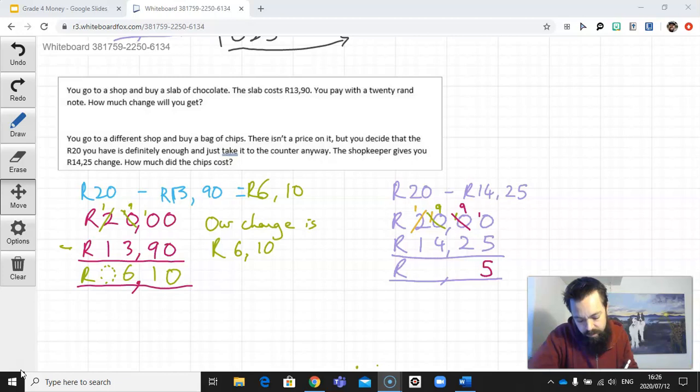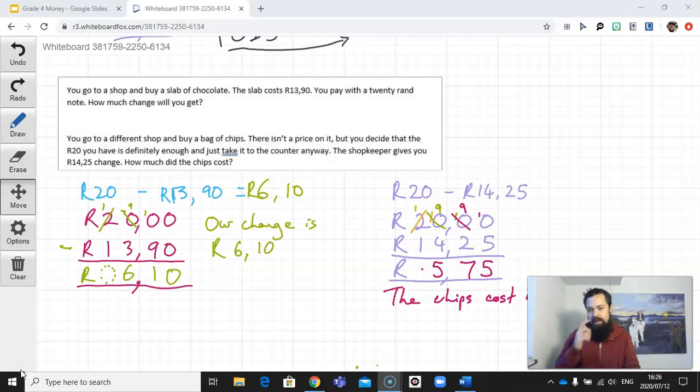9 minus 2 is 7. 9 minus 4 is 5. 1 minus 1 is nothing. So the chips cost 5 Rand and 75 cents.